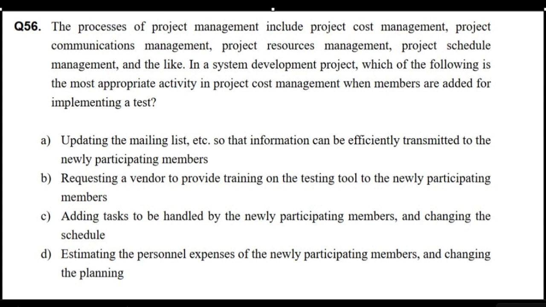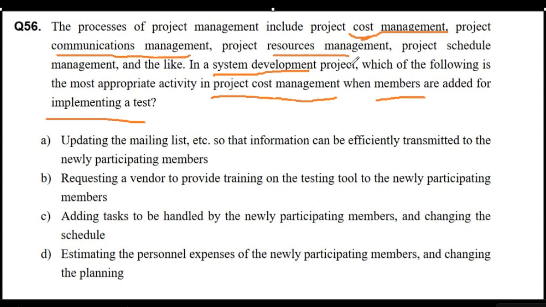Let's highlight a few keywords. We're talking about system development, and we have something about project cost management, which is what we need to emphasize. And we're adding members so that they could do an implementation of a test. The processes of project management include cost management, communications management, resources management, scheduling, and the like. So from this set of words, can we identify the correct answer?